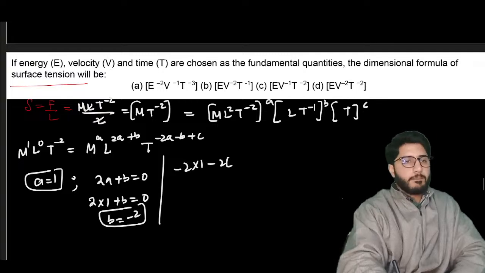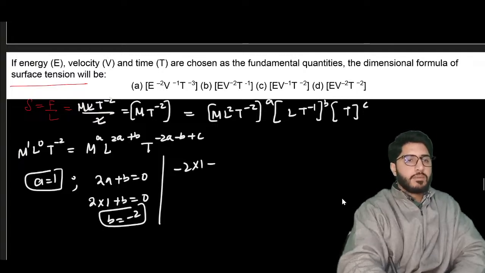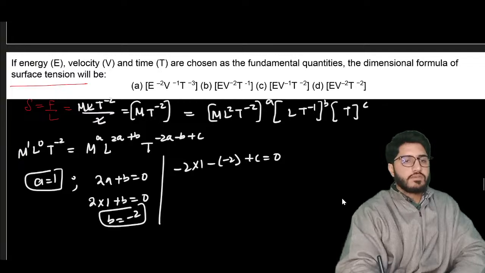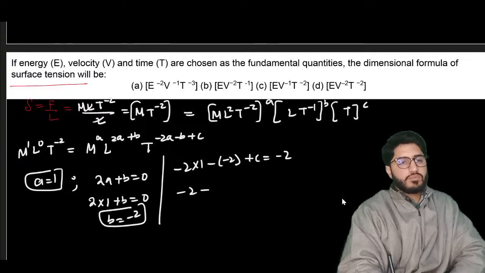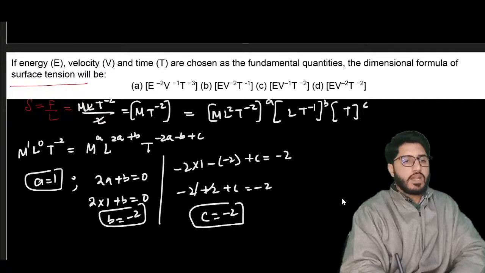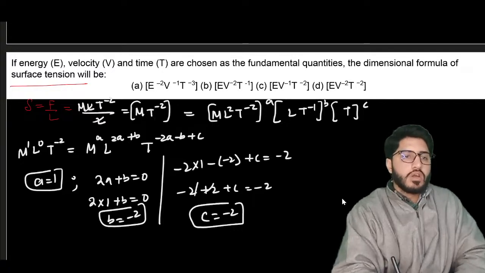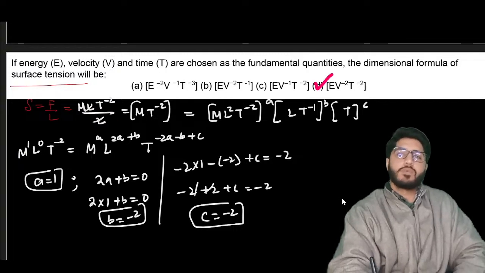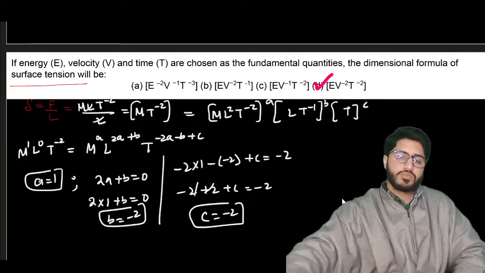Now minus 2a minus b plus c equals minus 2, not 0. So minus 2 plus 2 plus c equals minus 2. Cancelling out, c came out to be minus 2. So we have 1, minus 2, minus 2. Yes, option D is matching with 1 minus 2 minus 2.